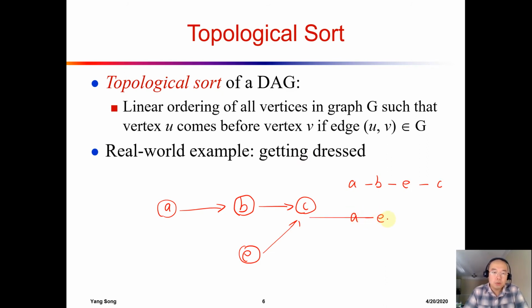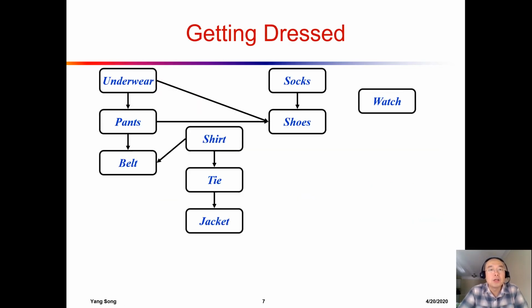So after doing A, I can start E, because E doesn't require any pre-steps to start. Then I will do B, and then eventually I will do C. So that is also okay, right? Okay, so this is the idea of the topological sort.